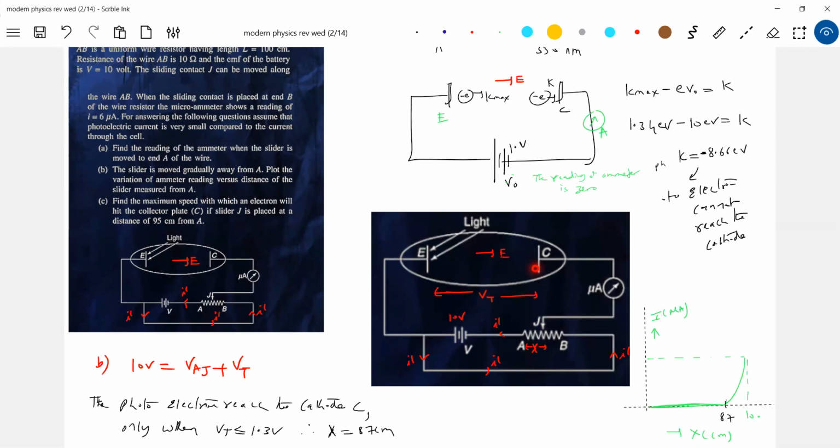The slope is always increasing. The number of electrons striking will increase, so the current will increase, sir. How can you say that the slope is increasing? Because, see, the particular graph, the number.